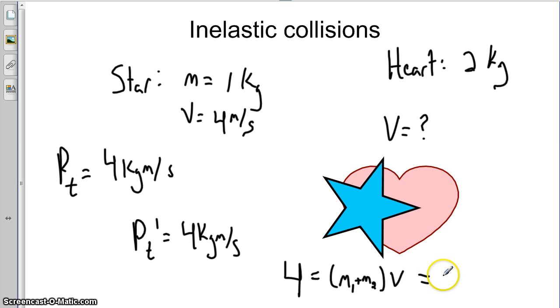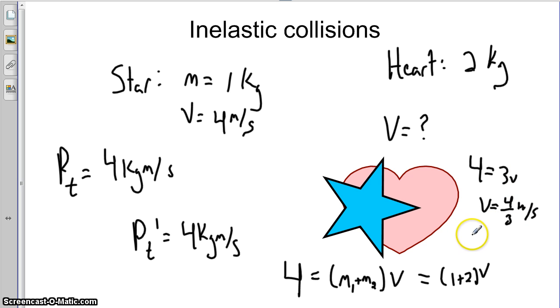So of course we have 1 kilogram plus 2 kilograms times v. In other words, 4 is equal to 3v. So v is 4/3 meters per second, or I guess 1.3 repeating meters per second. And that's how fast the ninja star and the heart will move away together.